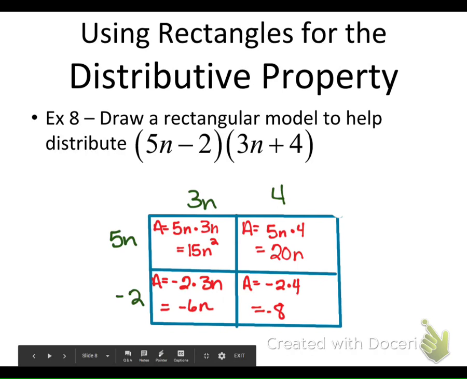Kaylon, what are my like terms? Your like terms are negative 6n and 20n. Okay. What do I write down first for my answer? What do I always start with? 15n squared. Okay. And then I combine my like terms, 20n plus negative 6n, which equals. One way to look at it: I have $20, and out of that $20, 6 of it is taken away. So how many do I have left? 14. Close, 14n. Exactly what I just said. Did you say 14? Yes.